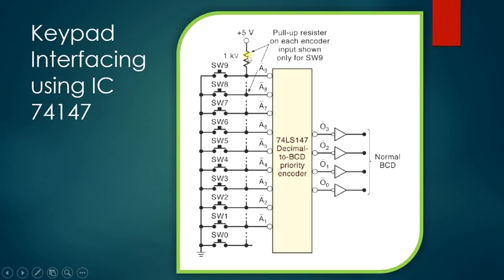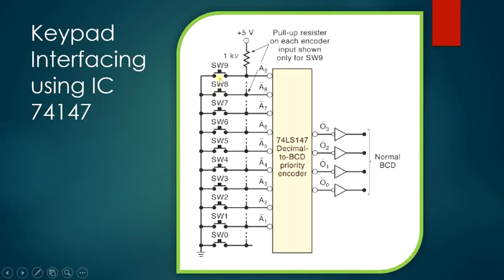So you have a 1 kilo ohm resistor from A9, you have another 1 kilo ohm resistor which is connected to this 5 volt, you have another 1 kilo ohm resistor connected to 5 volts. So from each of the input lines you have a 1 kilo ohm resistor, and all these switches are connected to the inputs. So you have totally 9 switches from 0 to 9. Depending upon whether the switch is open or closed, you will obtain the output.